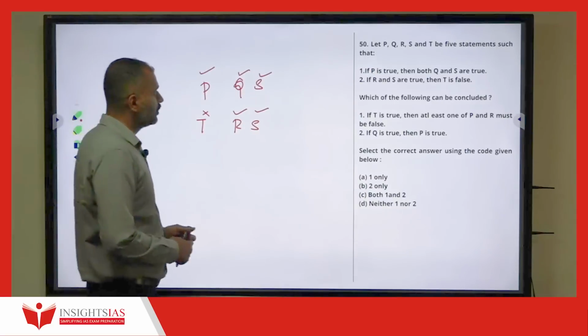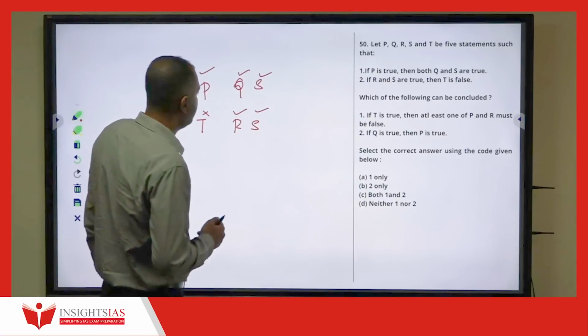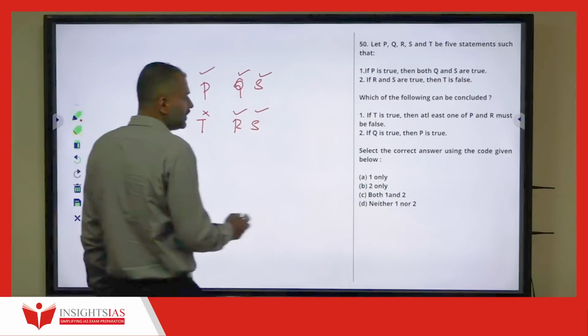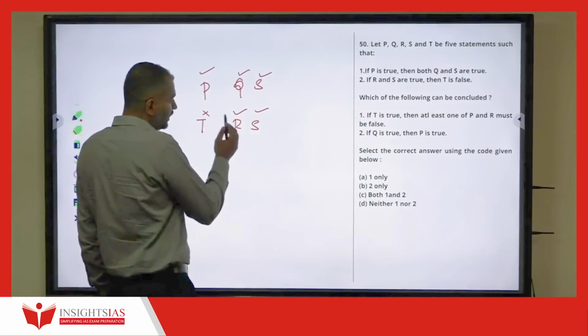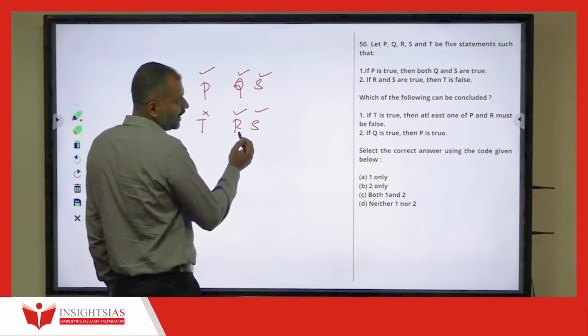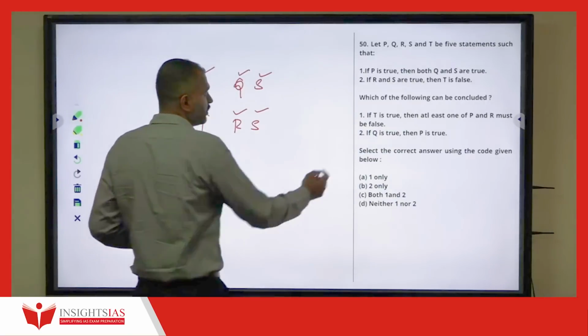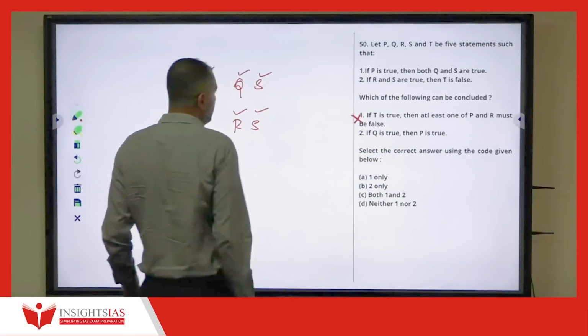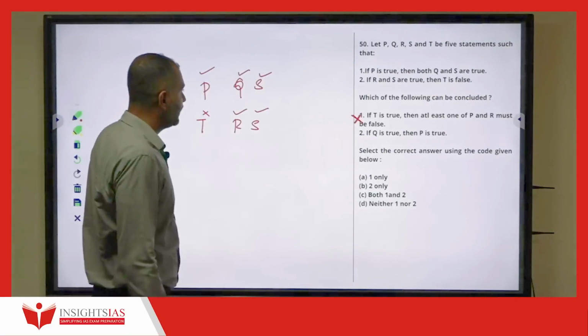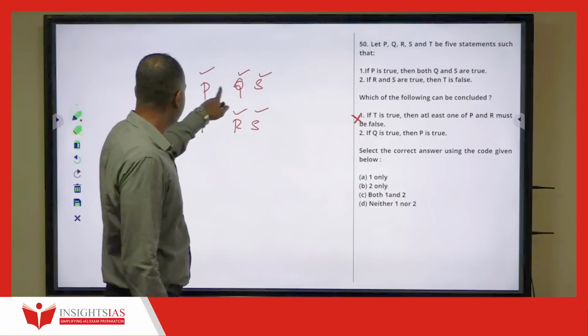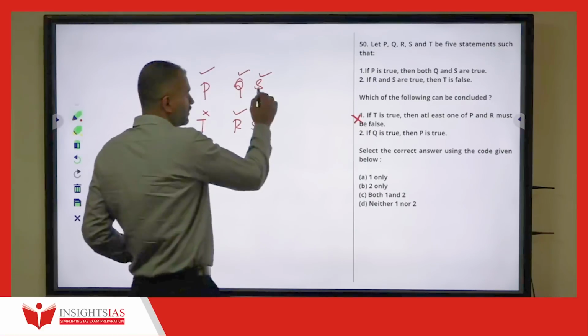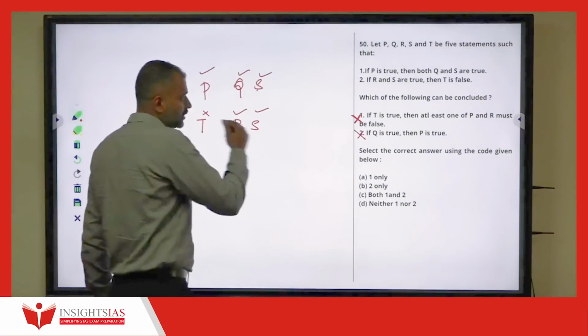If T is true, then at least one of P and R must be false. Yes, of course, if this is true, at least, see, at least means P and R. No, P and S, okay, so this is not true. If Q is true, then P is true? No, it depends on S also, right? This is not true. Okay, let's read the first one again.